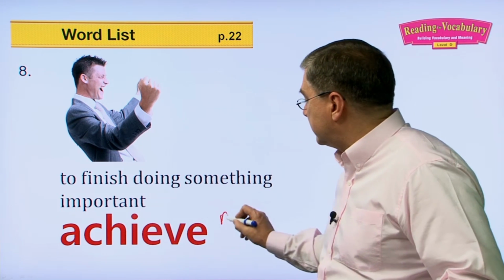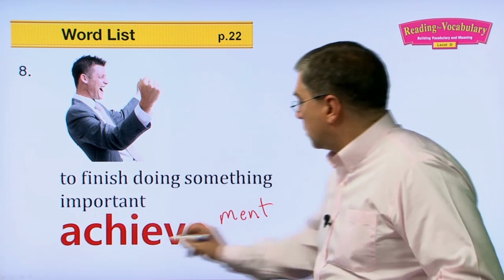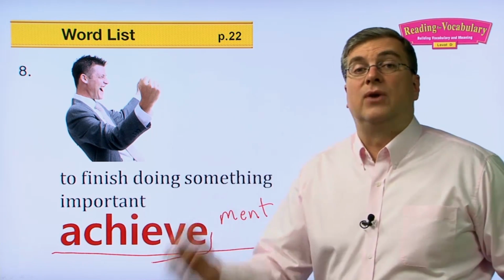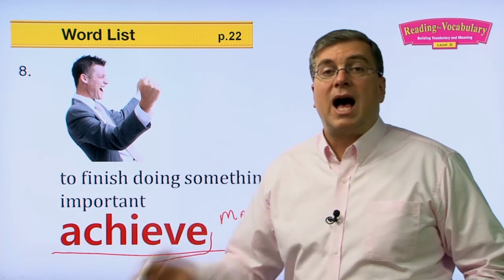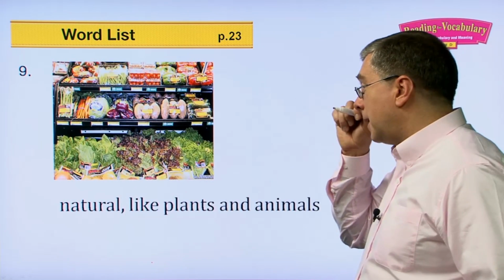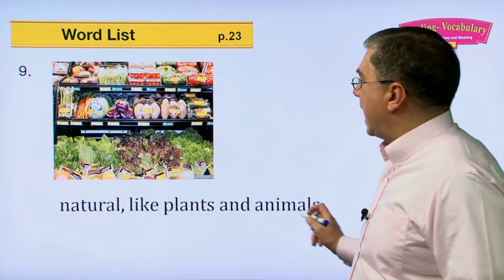Now, achievement, as one word, that's the noun. But achieve, just achieve, that's the verb. What did you achieve? I have many achievements. Okay, next one. Natural, like plants and animals.